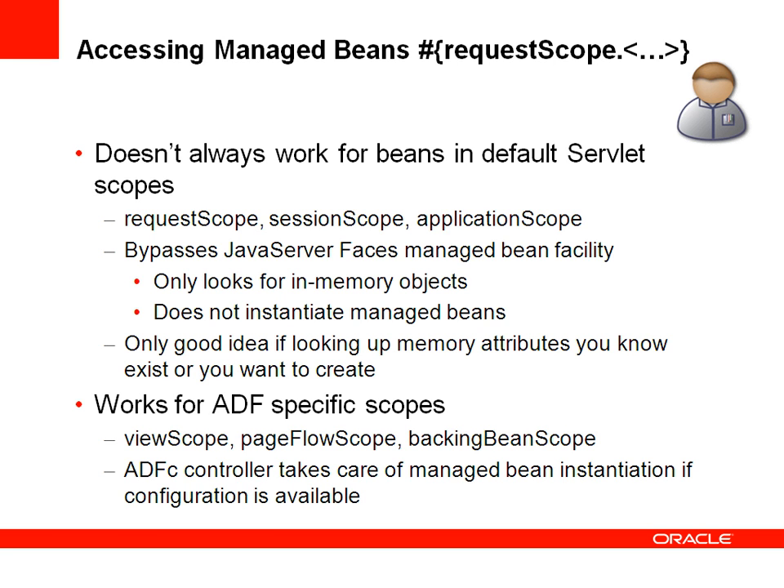So the ADF controller, which is an extension of the Java Server Faces managed bean facility, intercepts the call, looks for a view scope, page flow, or backing bean scope mentioned in the expression language, and if it finds it, doesn't first look into the memory, but challenges the managed bean framework. If the bean doesn't exist, it will instantiate it. So this prefixing of scopes for managed beans doesn't work for the servlet scopes, but it works for all special scopes that are added with the ADF controller.